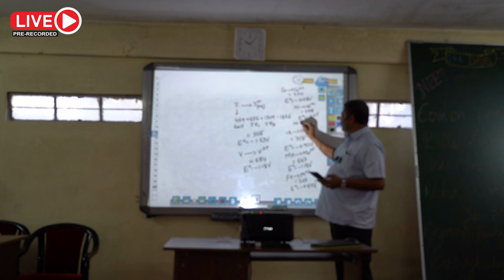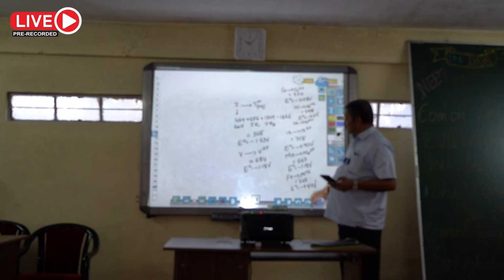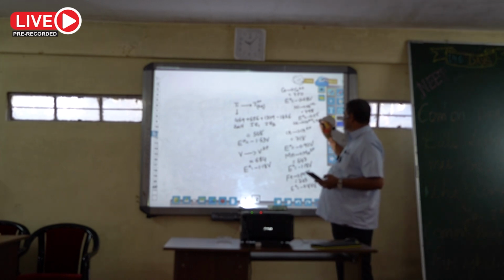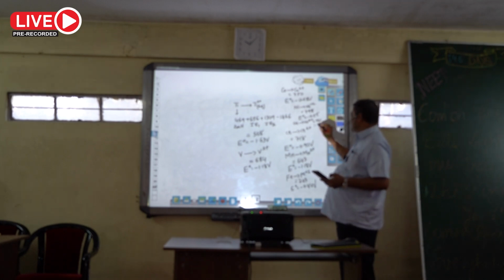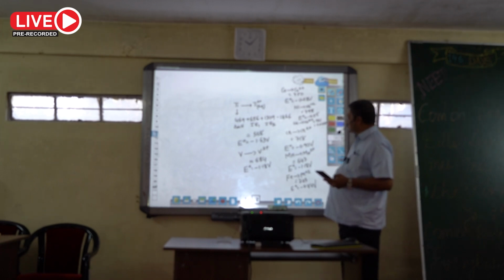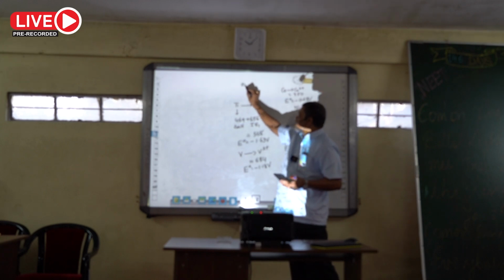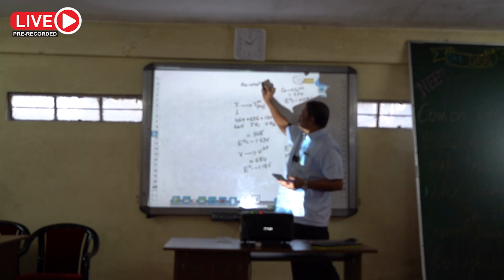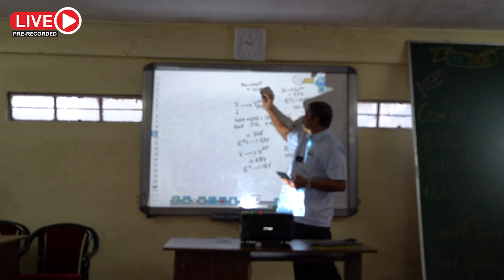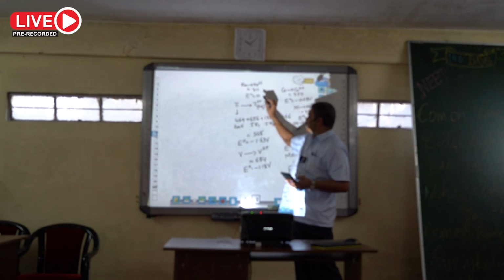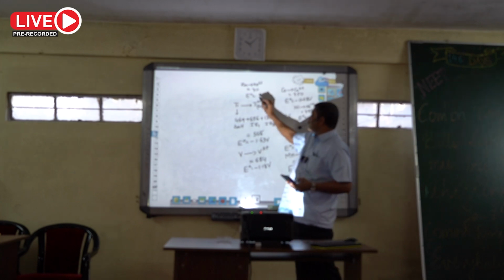Copper to copper 2 plus, we are getting 921, the sum of the values. E naught is plus 0.34 volts. Finally, the last element, zinc. The net energy change is 711 and E naught is minus 0.76.